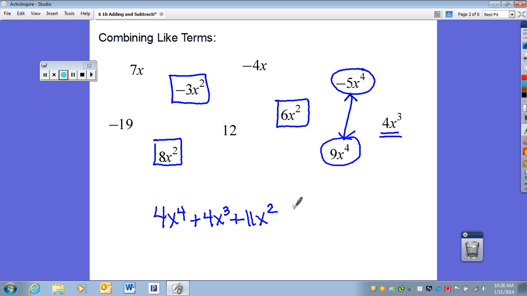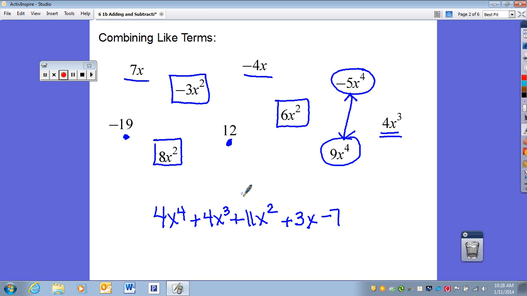Our purpose in combining like terms is to be able to add or subtract polynomials. Let's take a look. I have a 7x and I have a negative 4x. If I combine those two together, since they are alike, that would be a positive 3x. And finally, I have my negative 19 and my positive 12 as my constant terms, and when I add those two together, because they are alike, I will get a negative 7.